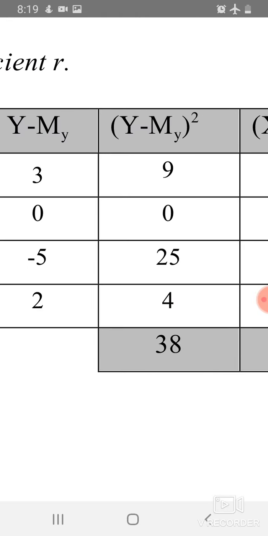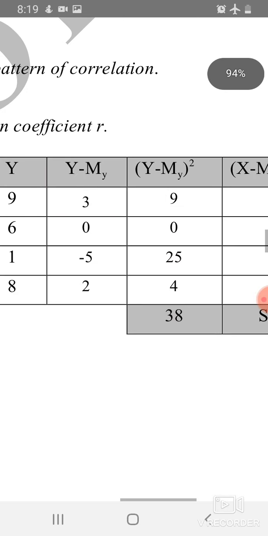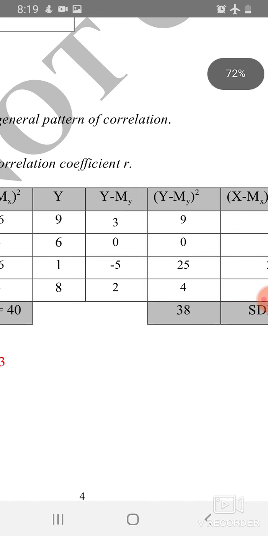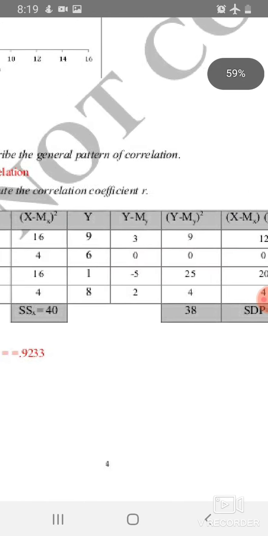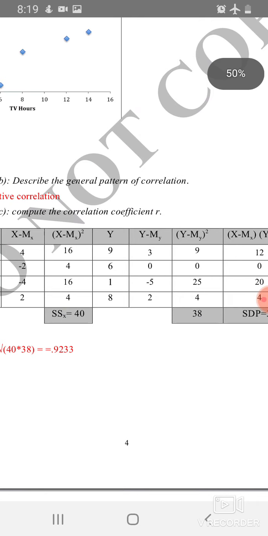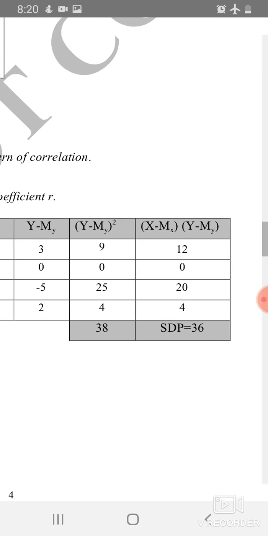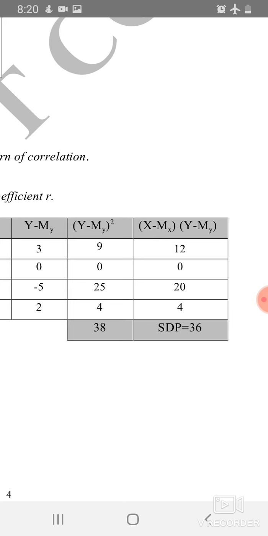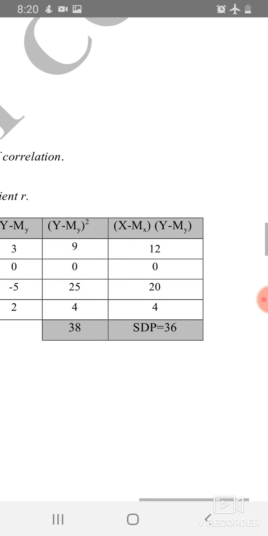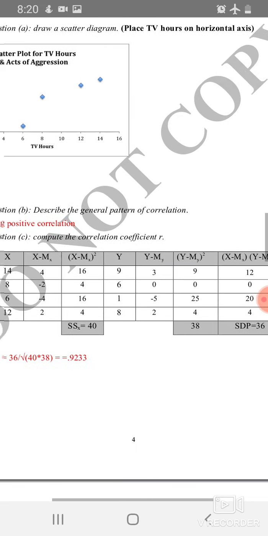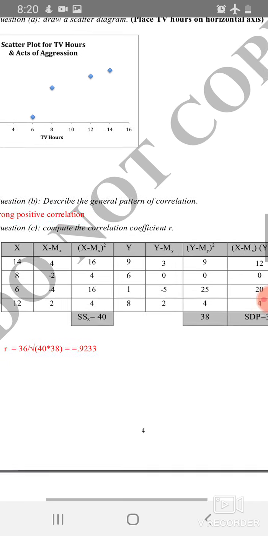All right, this should all be very familiar. This was one of the first lessons that we did in the first month of class. All we're doing here is getting sum of squares for 2 variables. So there's really only one new step that you have to understand, and that is finding SDP, the sum of the deviation products. So what you do there is you take the deviation scores.